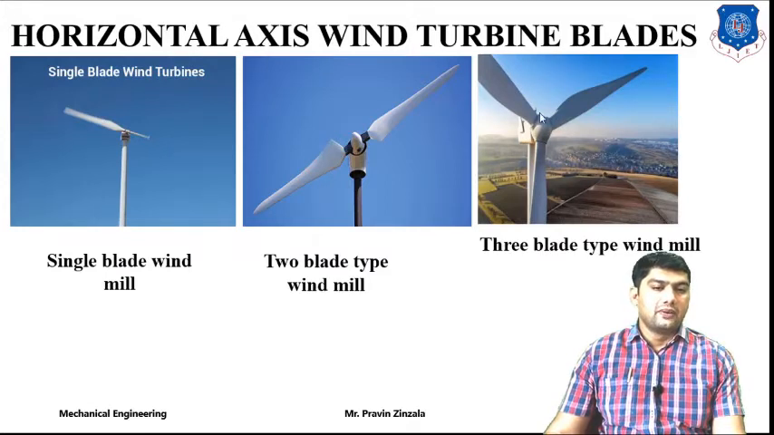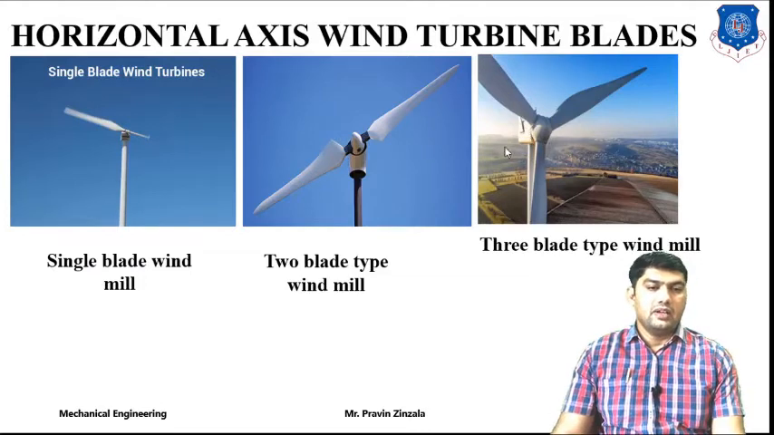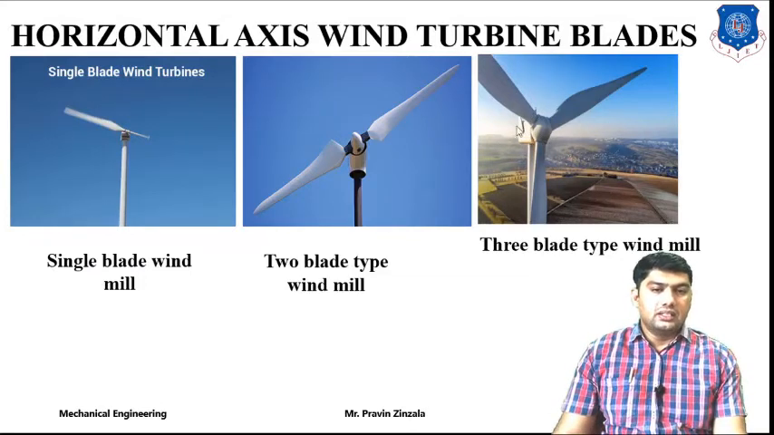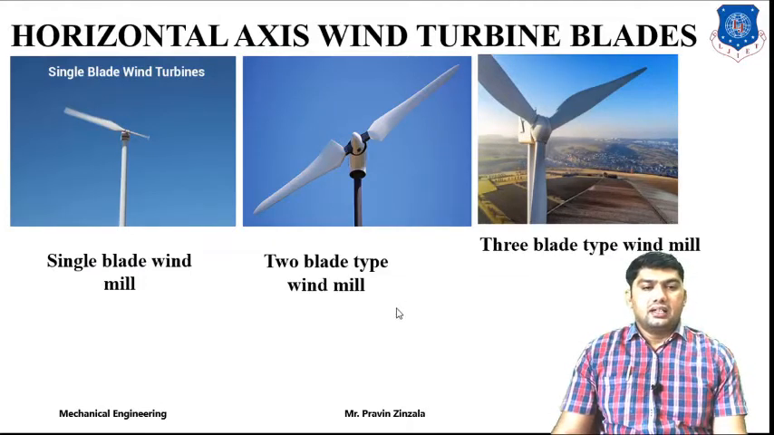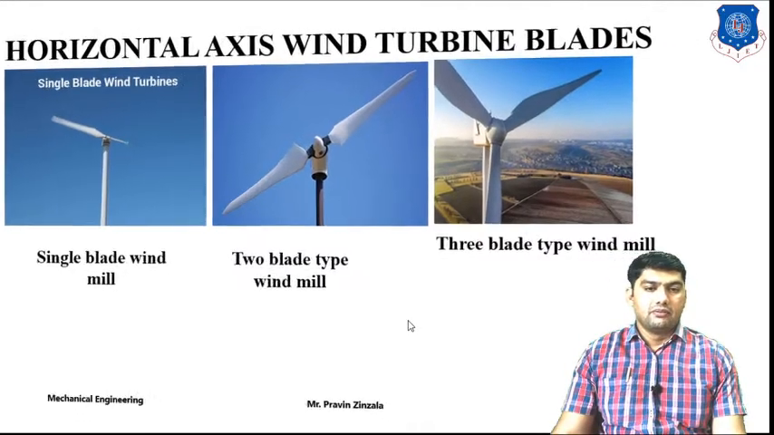The three blade type horizontal axis wind turbine, meaning three blades are used, is advantageous compared to the one and two blade type windmills, because by installing three blades we get the maximum power. Second, we get better balancing compared to the single and double blade type wind turbines.